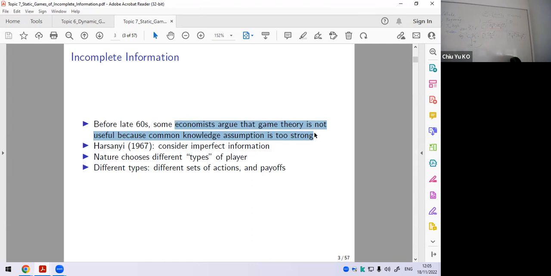Incomplete information means that there are certain aspects of the game the player doesn't know. So we consider this, for example, the Cournot model. Complete information means that we know all the actions, all the payoffs, right? But there's a situation where I know my cost, but I don't know the other opponent's cost. How can I make the decision?